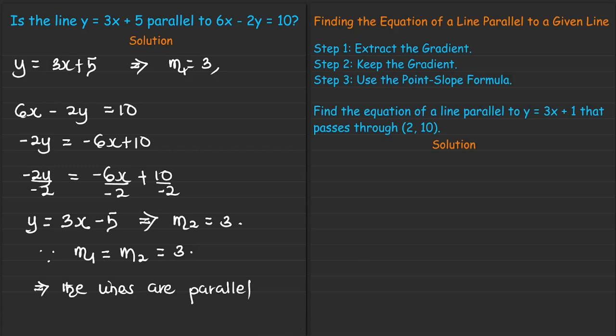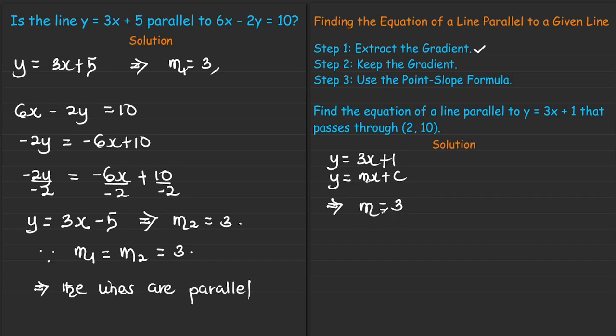For this first question we have here, what does it say? It says, find the equation of the line that is parallel to y equals 3x plus 1 that passes through the point 2, 10. So what does our step say? We should extract the gradient. The equation we have is y equals 3x plus 1. Now comparing it to the slope intercept form, which is y equals mx plus c, it simply implies that the gradient of this line is what? 3.